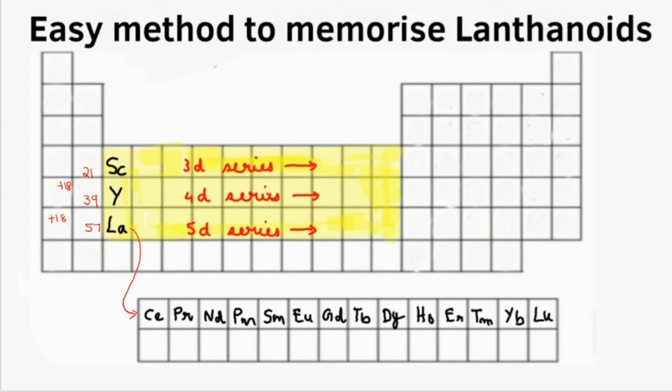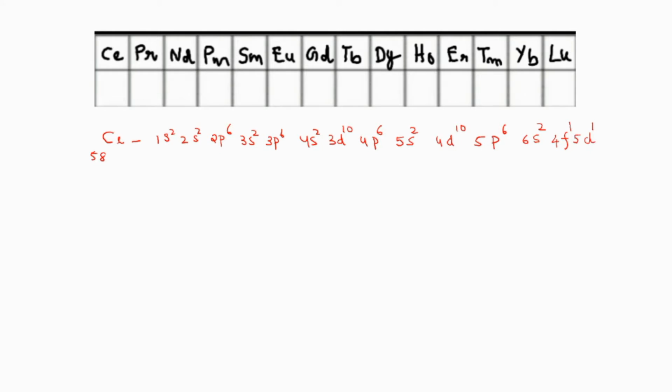So what will be the atomic number of cerium? That will be 58. If you could memorize all these elements in the order, you can write the atomic numbers of those elements also. Got it? So we learned how to memorize lanthanoids in the order. Their atomic numbers also we got. Now we need to learn the electronic configuration also.